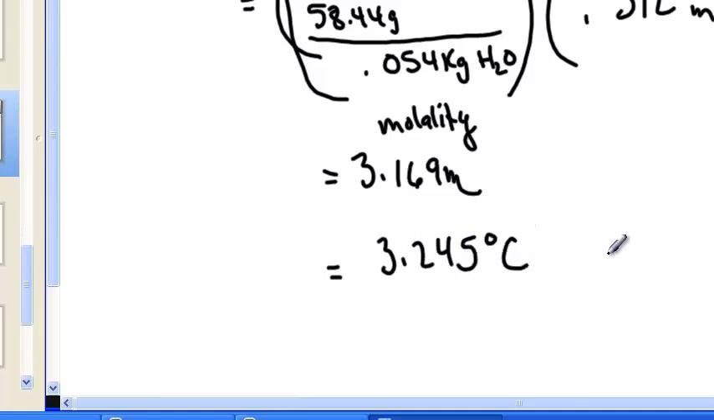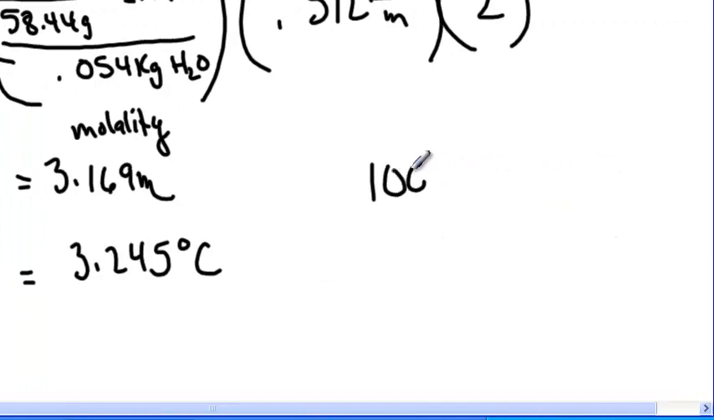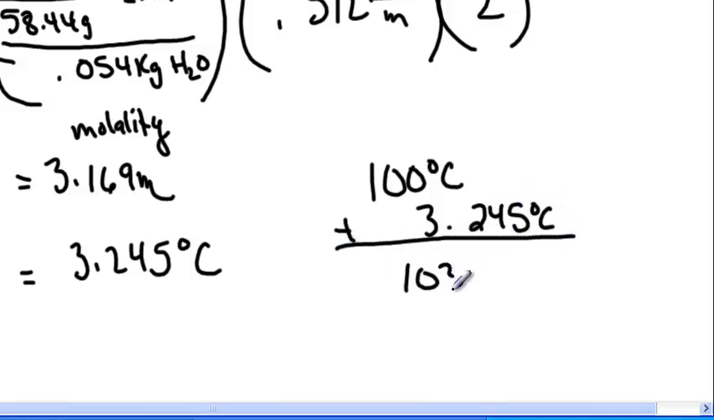3.245 degrees Celsius. Water normally boils at 100 degrees. It elevated by 3.245 degrees. The new boiling point, 103.245 degrees Celsius.